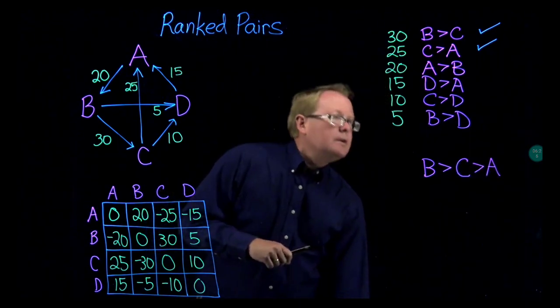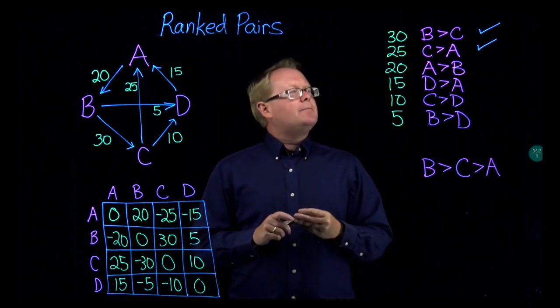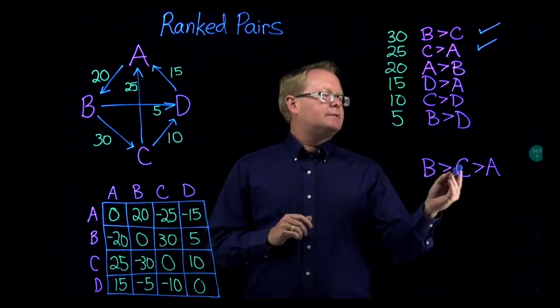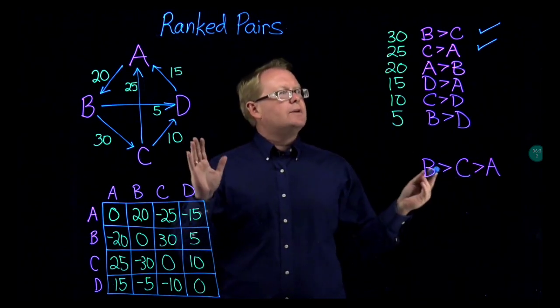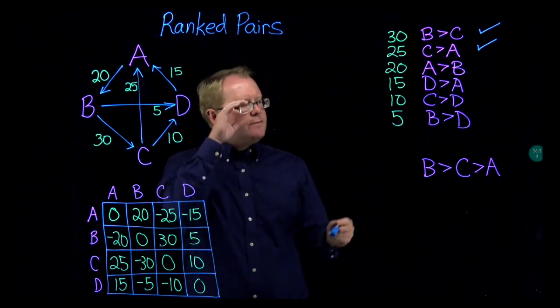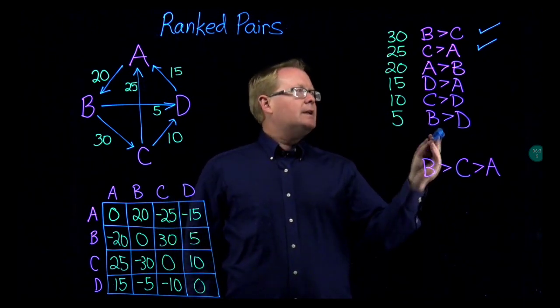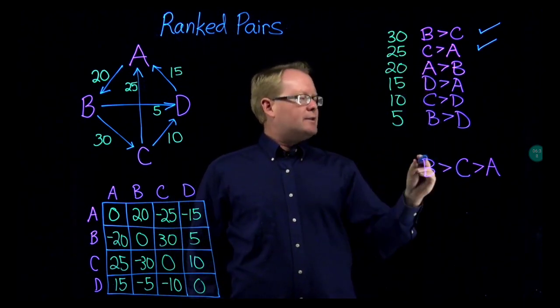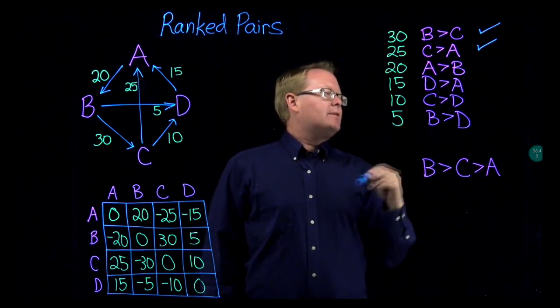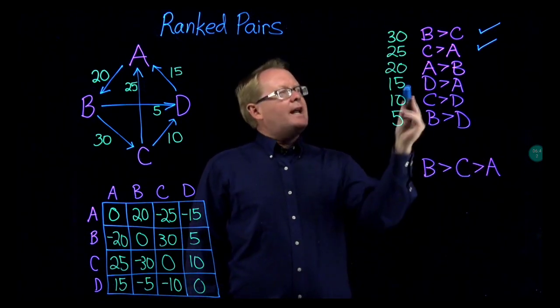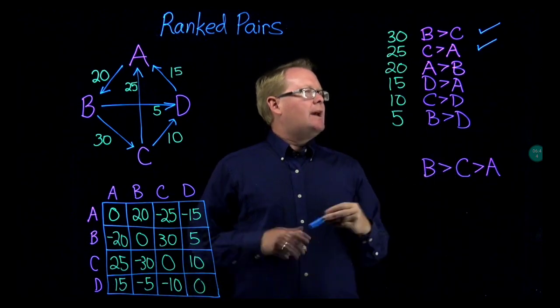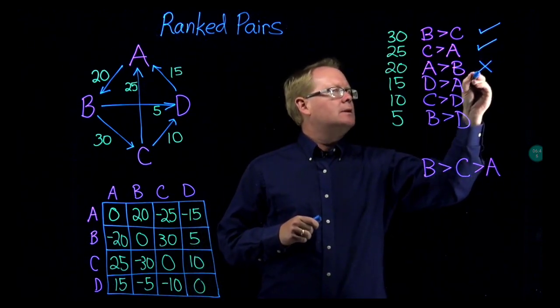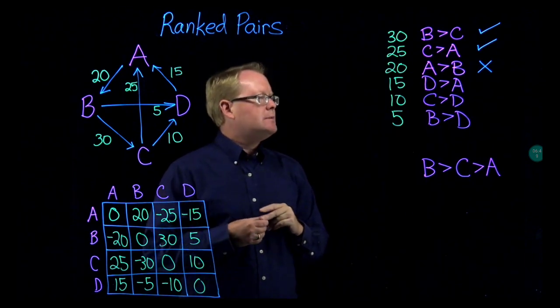And then we ask the question, can we have this inequality A bigger than B if we already have B bigger than C and C bigger than A? And the answer is no, we can't, right? Because if you think of them as variables, if B is bigger than C and C is bigger than A, by transitivity, it means B is bigger than A. So we can't have A bigger than B. That contradicts B bigger than A. So we have to put an X mark by this one. We cannot enforce that preference.